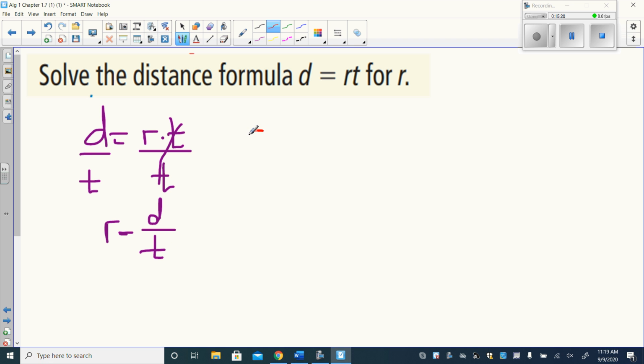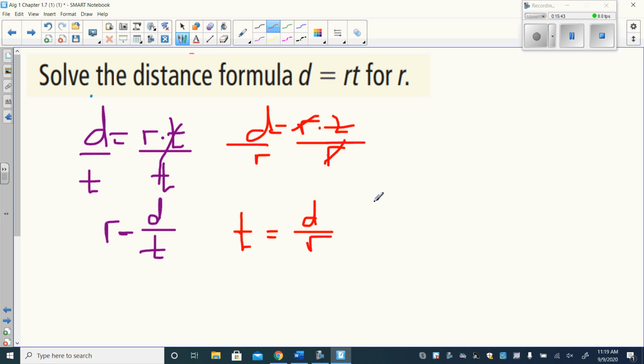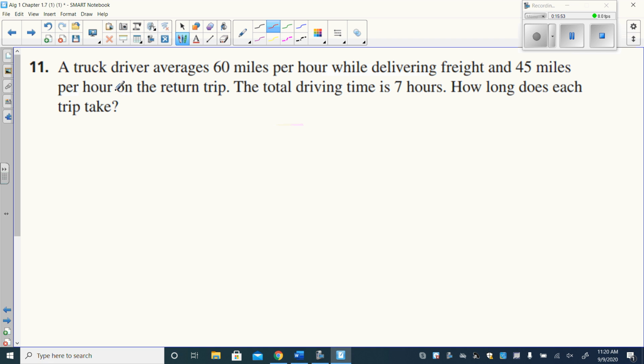Well, I could have solved it for time. So if I want to solve it for time, I wouldn't divide by the time, I would divide by the rate, because those would cancel, and I would know that time is equal to the distance divided by the rate. So I could solve it for either one and get something similar. I know I jumped through that real quick because there wasn't a whole lot to it. So let's look at some problems here.